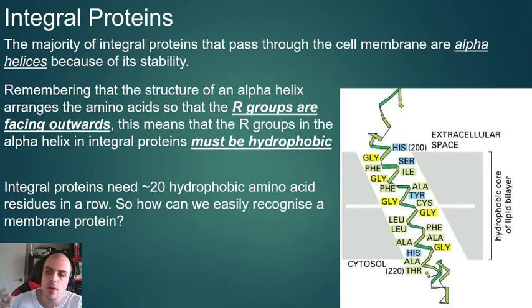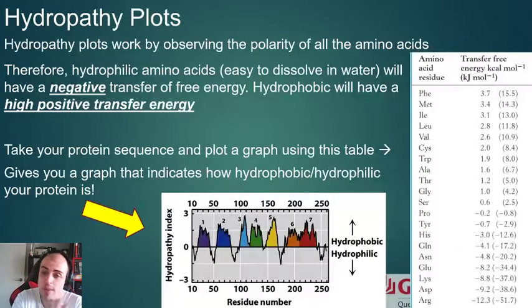So, we know that our integral proteins, especially the section passing through that lipid bilayer, are an alpha helical structure. With an alpha helical structure, those R groups are facing outwards, which means we need to look for around about 20 hydrophobic amino acids in a row if we are looking at the protein sequence. So how do we do this? There's got to be an easy way, and there is: hydropathy plots.